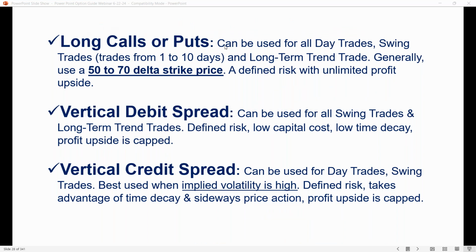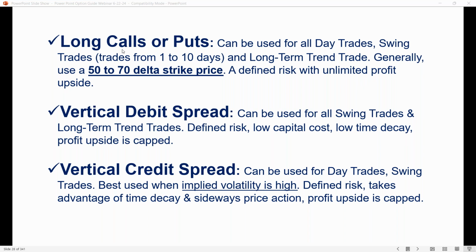When we look at long calls or puts, these can be used for day trades and swing trades. Those are trades which I define as lasting 1 day to maybe 10 days, or maybe 2 weeks. You can also use them for longer-term trend trades that could go on for weeks or even months out. Generally, when I use a debit spread or just go long calls or puts, I look at going long at the money, like a 50 delta, or a little bit in the money, up to a 70 delta. These are defined risk, but they offer you unlimited profit potential.